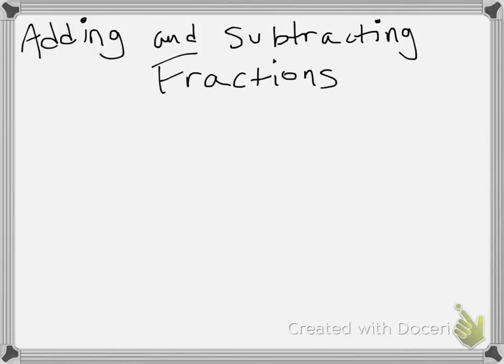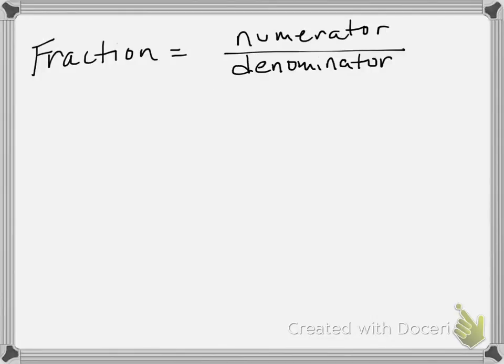This one is on adding and subtracting fractions. The first thing that we need to know when we're dealing with a fraction is that the top number is a numerator, the bottom number is a denominator. When we're going to add and subtract fractions, we need to have what is called a common denominator. And that means that the denominators in the two different fractions are the same.